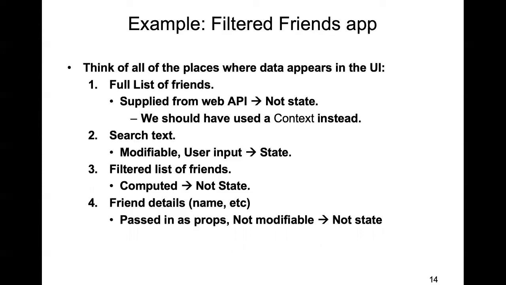Number two there, the search box or the search text, that's data. But it's modifiable, so it's very much a candidate for UI state. Number three, the filtered list of friends, that's actually computed, and anything that's computed should not be stored in UI state. And number four, if you took any particular friend displayed on the UI, like their name and their email, that's data as well, but that was data that was passed in as props to the friend component, if you remember. So it wouldn't be state either.